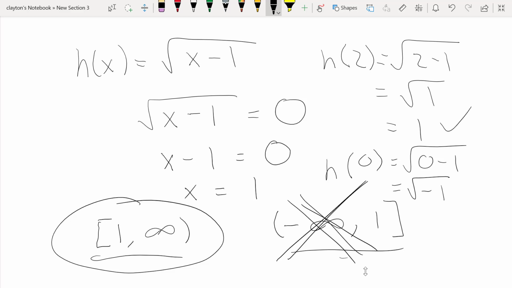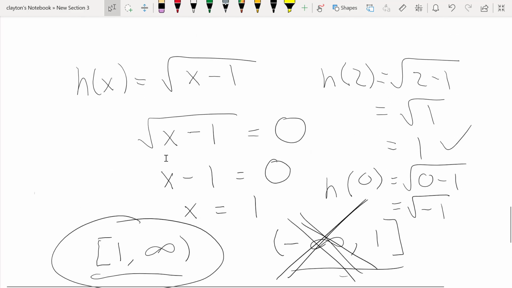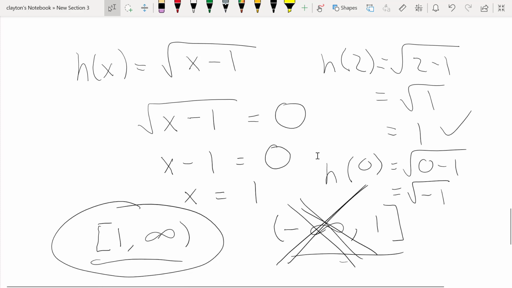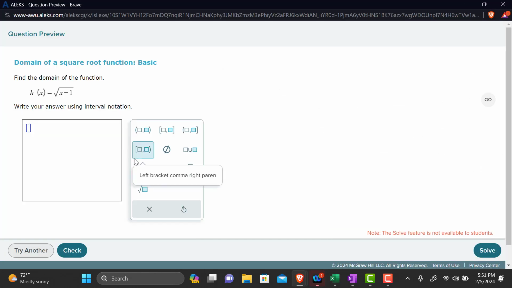Again, if you immediately know once you find that one value on the rest of the interval, that's fine. And again, the difference here is 1 is included, because I can take the square root of 0. So 1 here is included. 1 minus 1 is equal to 0, square root of 0, that's okay. So I have bracket 1 comma infinity, and infinities always get parentheses.